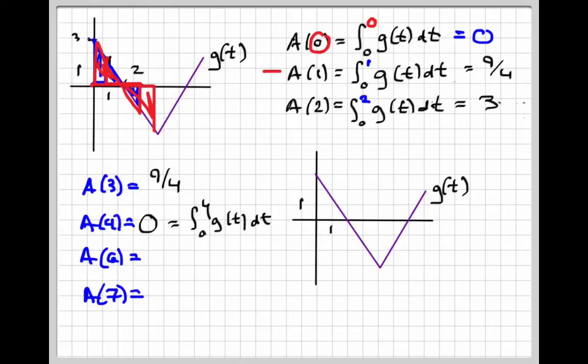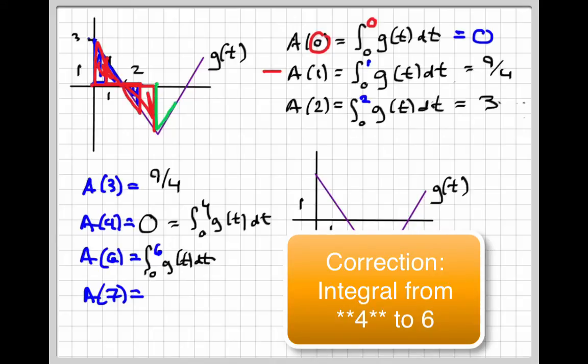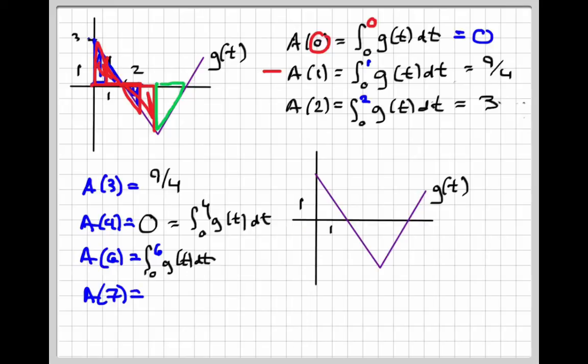Now we're skipping A of 5 and going straight to A of 6. A of 6 is technically the integral from 0 to 6 of g of t dt. Now I know that the integral from 0 to 4 is just 0, so all I really need to do is calculate the integral from 4 to 6. 6 is where this just pokes up under the, or contacts the t-axis here. So that's a triangle that goes from 4 to 6, so it has a base of 2, and goes down to -3. So a base of 2 and a height of negative 3, that must be an area total of negative 3.